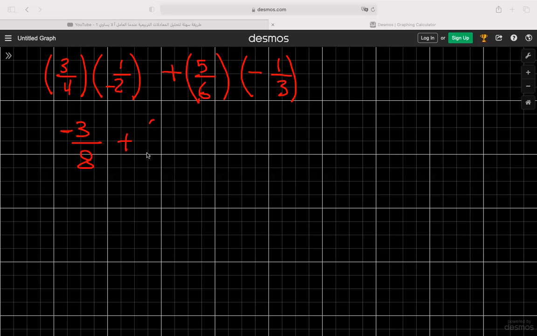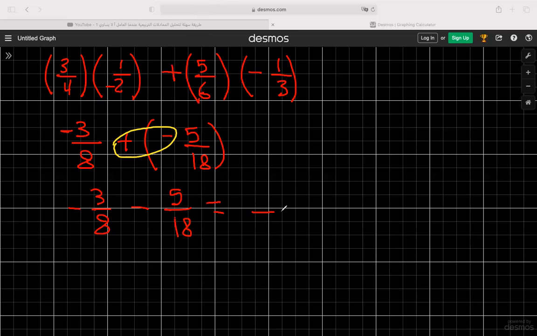Plus, here, can we reduce? No. So we're gonna get -5 over 18. Now the next thing, we have -3 over 8. Remember, when we have 2 signs, we have to change them to 1. And positive and negative will just be minus 5 over 18.